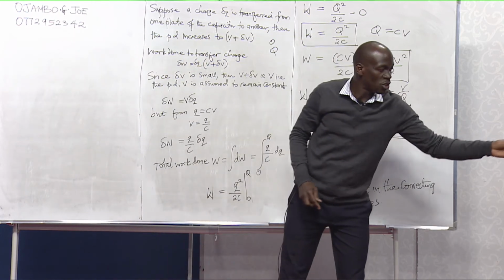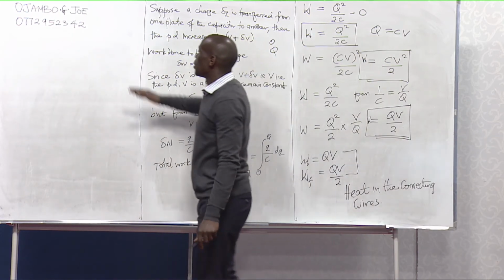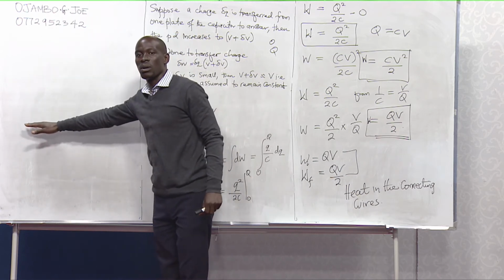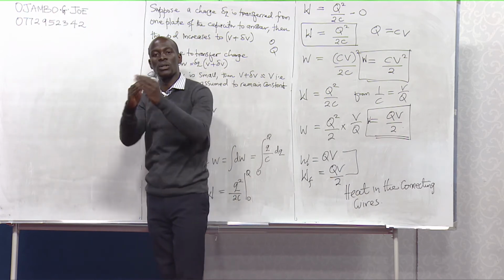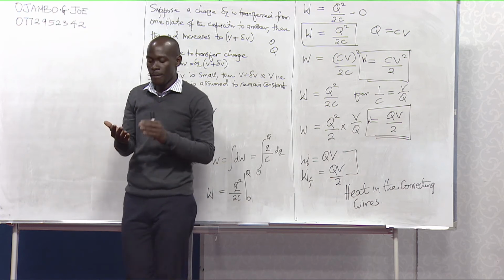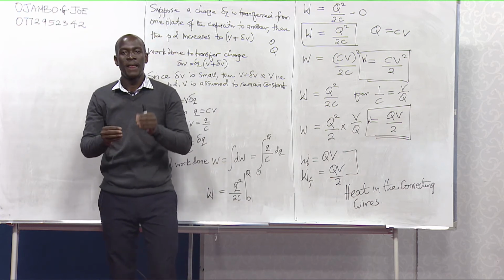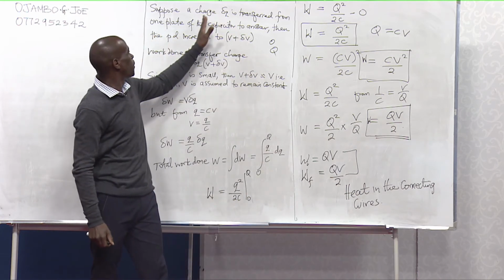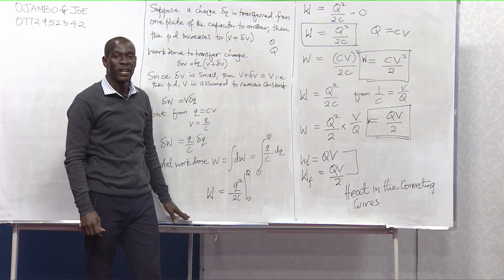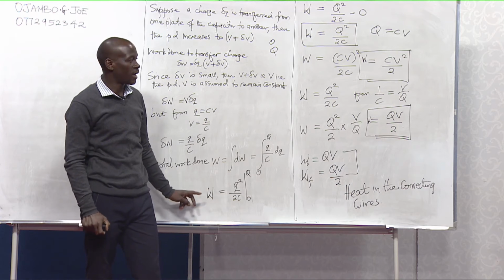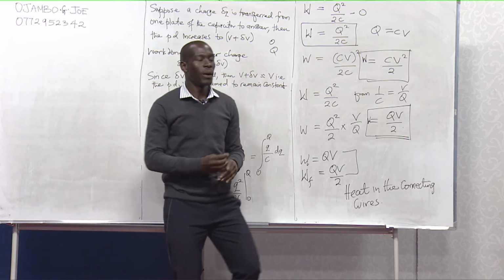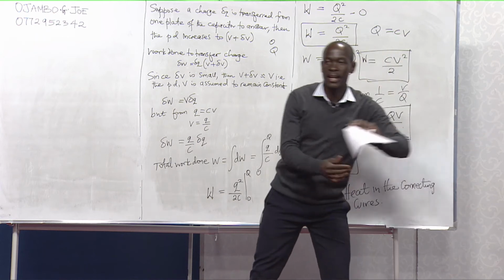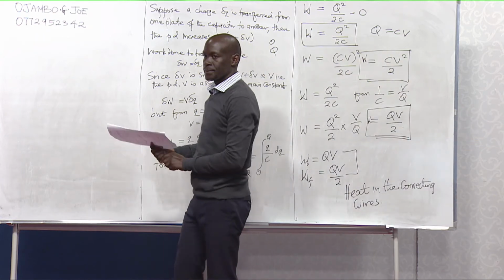Remember, our lesson objective was, first of all, we looked at those examples, if you remember very well, which had capacitor networks. And from there, we have been able to look at how we can derive the expression for the energy stored in a capacitor. So we want to now apply that formula.